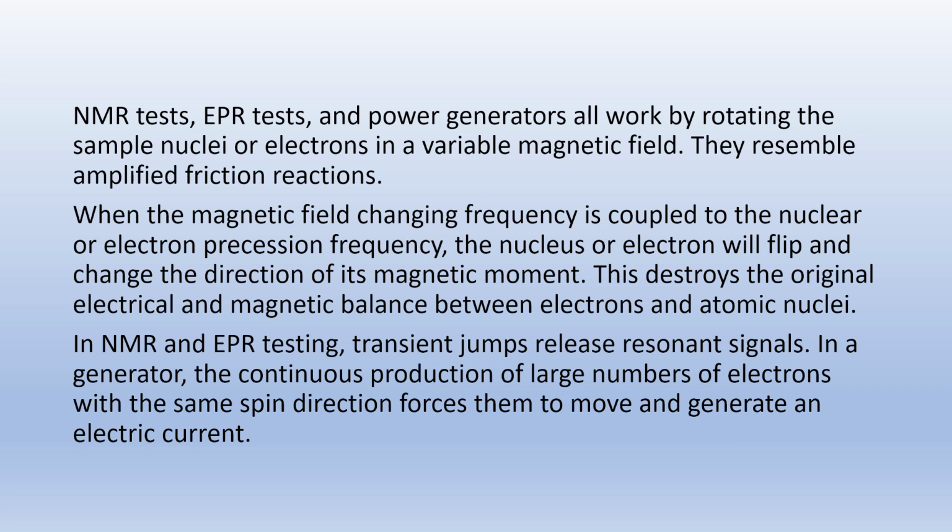This destroys the original electrical and magnetic balance between electrons and atomic nuclei. In NMR and EP testing, transient jumps release resonant signals. In a generator, the continuous production of large numbers of electrons with the same spin direction forces them to move and generate an electric current.